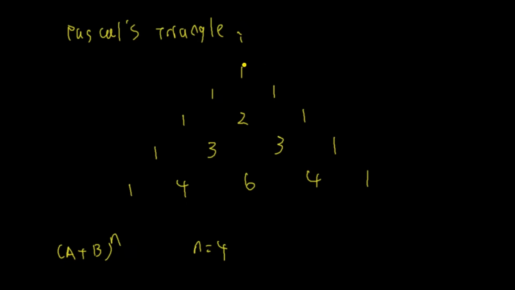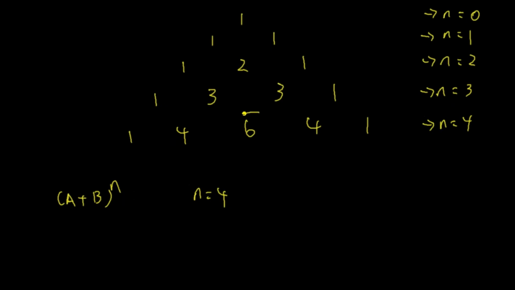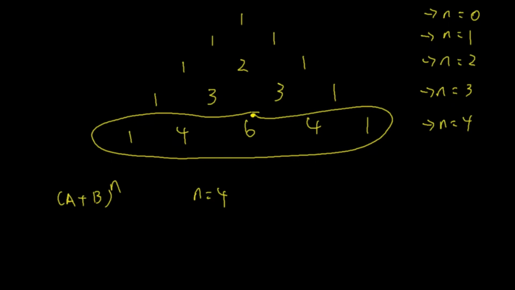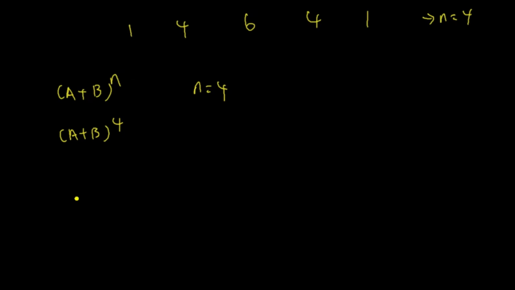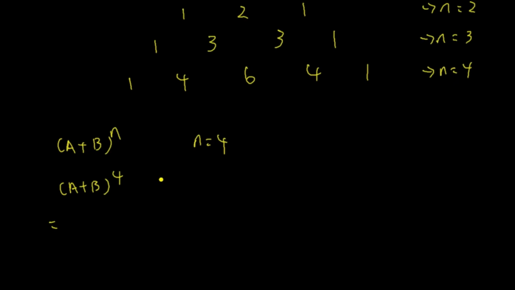So the first row is for n equal to 0. The second row is for n equal to 1. The third row is for n equal to 2. The fourth row is for n equal to 3. And the fifth row is for n equal to 4. So that means after we expand, these will be the coefficients in front of each term. And we can say that this is a plus b to the power of 4, because that's what we're trying to expand. Well, let's try to expand and see how it looks. So the first coefficient is 1, the first term. So 1 times a to the power of n times b to the power of 0.